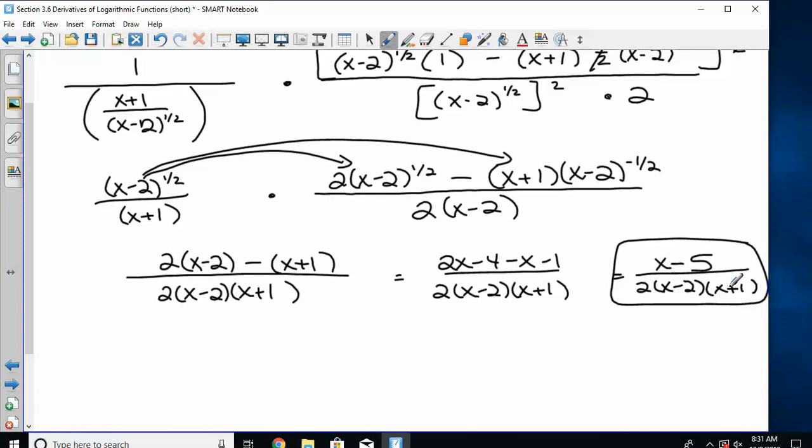Question 6. That one was a little bit ugly, just with the algebra to simplify it. That's really the end of this section.